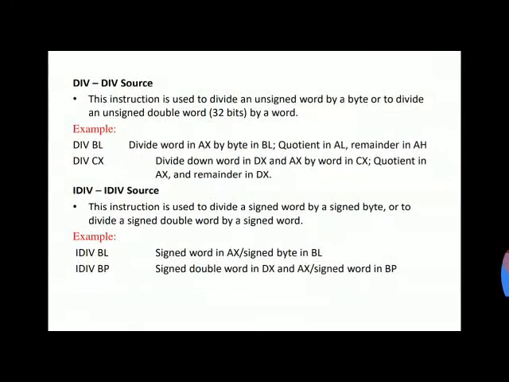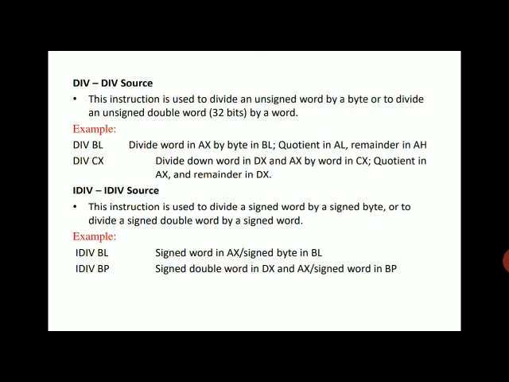See the next instruction, that is DIV source. It is used to perform division operation. This instruction is used to divide an unsigned word by a byte or to divide an unsigned double word by a word. It is represented as an example, DIV CX. What we have to do is divide the double word in DX and AX by the word in CX. The quotient is stored in the AX and the remainder is stored in the DX register.